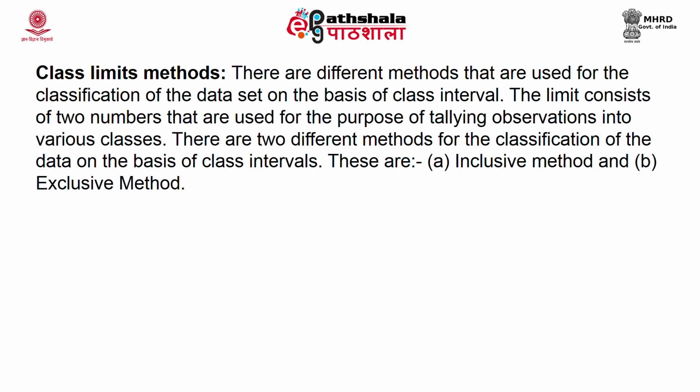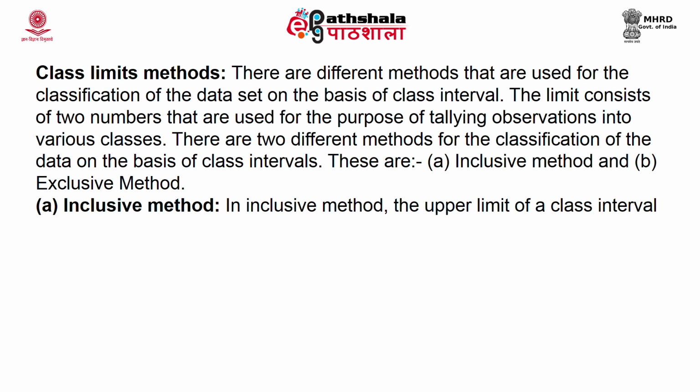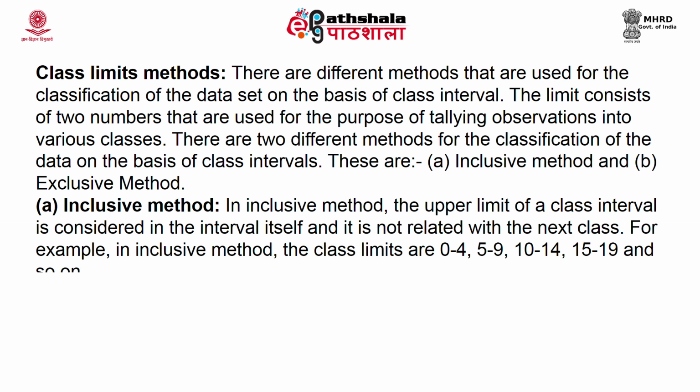First is the inclusive method. In the inclusive method, the upper limit of a class interval is considered in the interval itself, and it is not related with the next class. For example, if we consider the class limits as 0 to 4, 5 to 9, 10 to 14, 15 to 19 and so on.